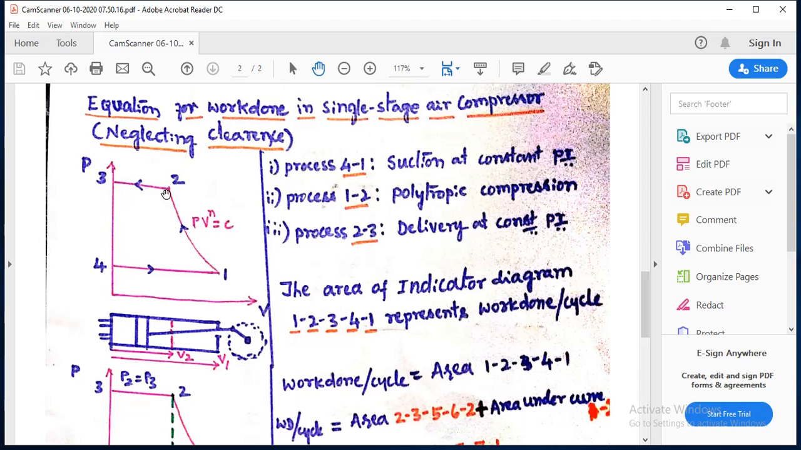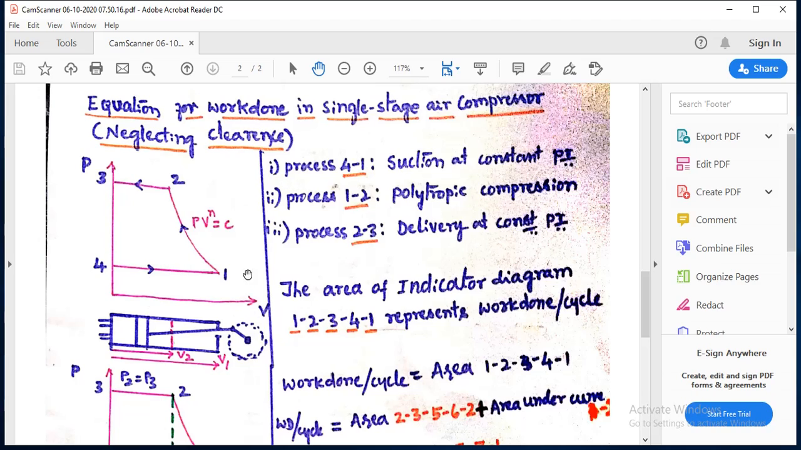From here to here, the piston goes on moving so that it pushes the high pressure air to the receiver at constant pressure, 2-3. What is that constant pressure? It is the final pressure or delivery pressure P2. The initial pressure is P1. Here we do not consider the clearance volume. It is without clearance that we are deriving the equation for work done.